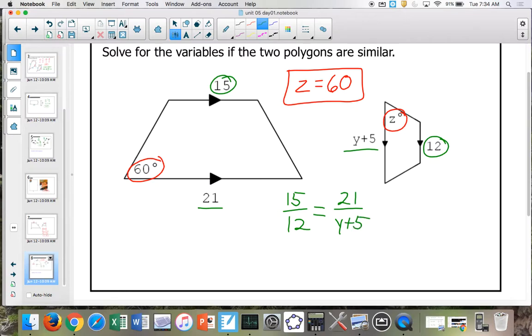Notice that I'm starting with the same figure each time I write my fraction. So I started with the figure on the left. So 15 was in the numerator of the first fraction. 21 is in the numerator of the second fraction. You cannot switch back and forth. So you could not say 15 over 12 and now start with the other figure and do y plus 5 over 21. So make sure that you stay consistent with which figure you're starting with.